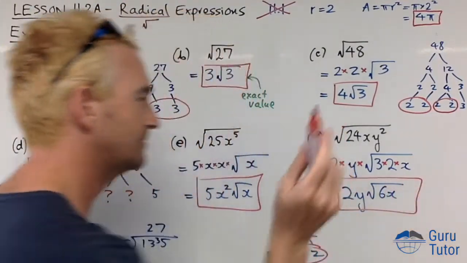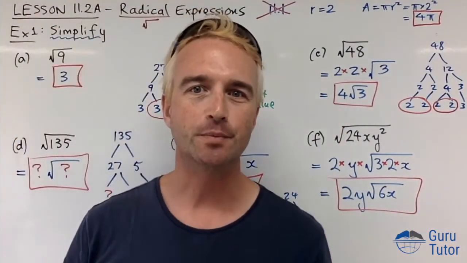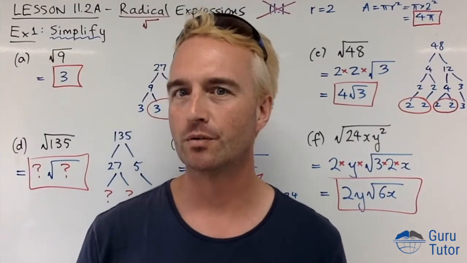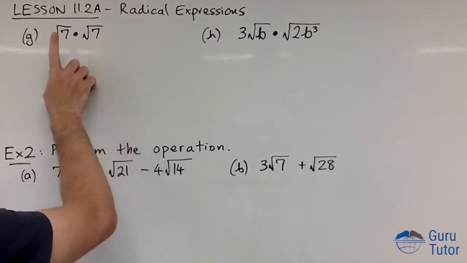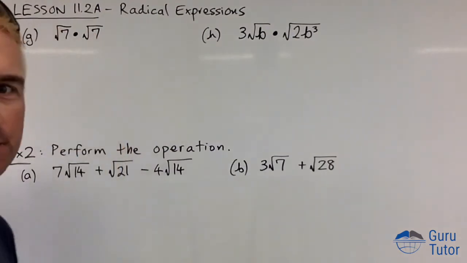Can you do that? All right. So that is simplifying radicals. Let's try a couple more. Continuing example one, we've got g and h. What is root 7 times root 7? What does that simplify to?